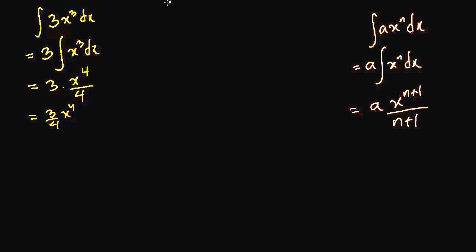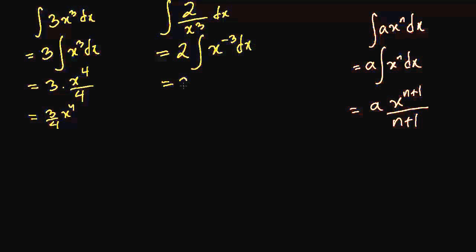If it was 2 divided by x cubed, in that case we cannot integrate unless we bring this variable upstairs. So it would be 2 multiplied by x to the power minus 3. Now it's a bit tricky. Remember, when you increase minus 3 by 1, it actually becomes minus 2. So divided by minus 2. This 2 and this 2 cancel. It would be minus x to the power minus 2.